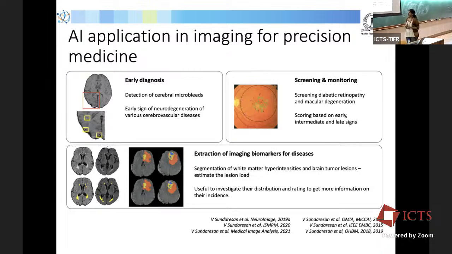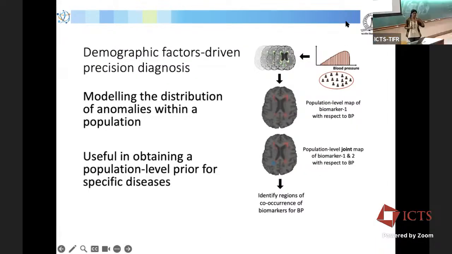So, and then demographic factors. Right. So moving on, the next aspect is the demographic factors driven population level modeling. So where we can, in addition to working on subject level, what can we understand more at population level? So for instance, I have shown here the common demographic clinical factor, right?